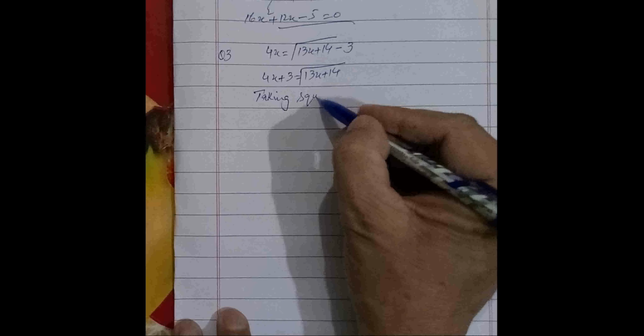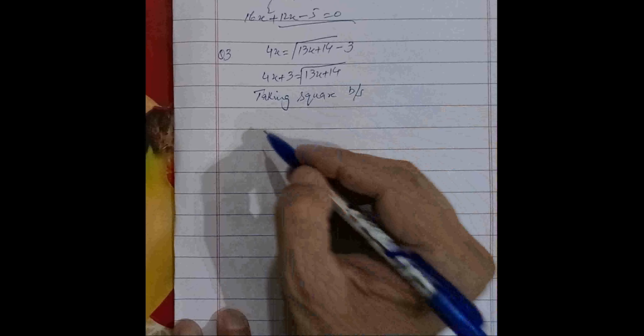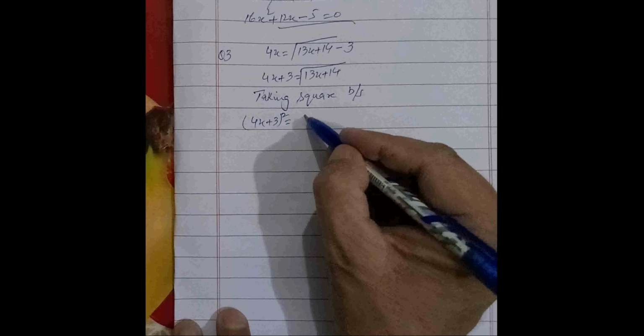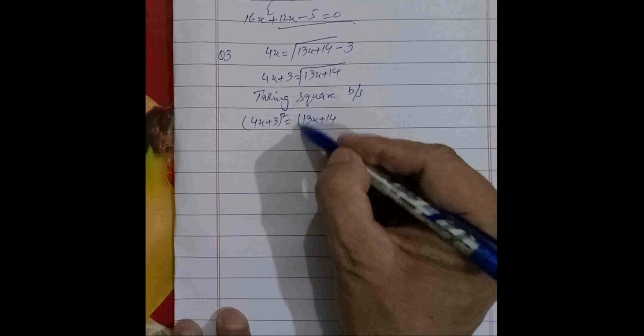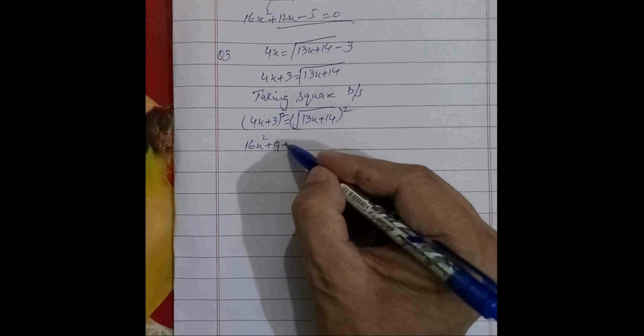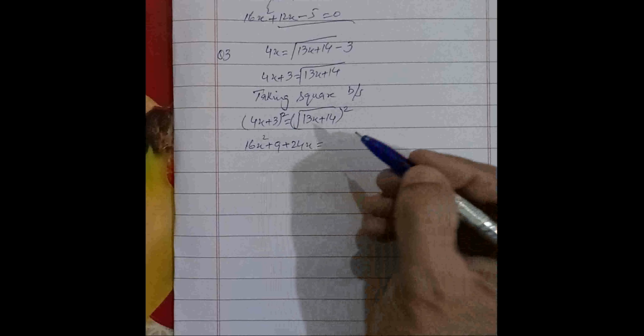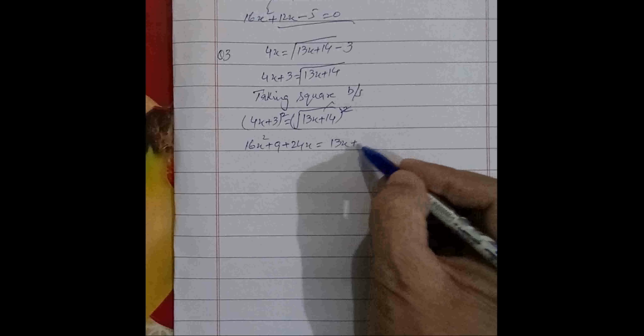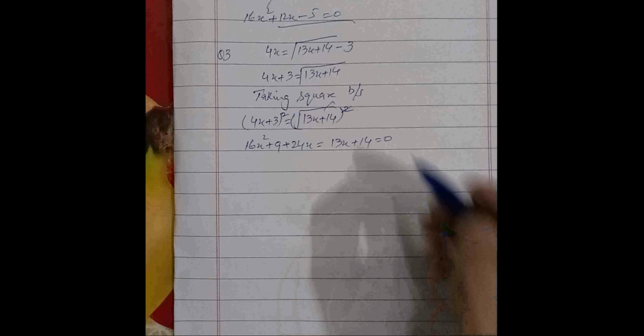Taking square both sides, we get 4x plus 3 whole square is equal to square root of 13x plus 14 whole square. And on the left side we take square, which is 16x square plus 9 plus 24x is equal to, square and square root cancel each other, we get 13x plus 14. Now shift the right side value.